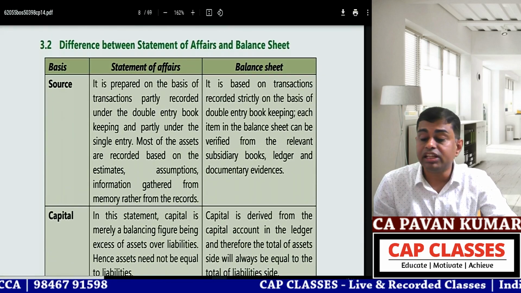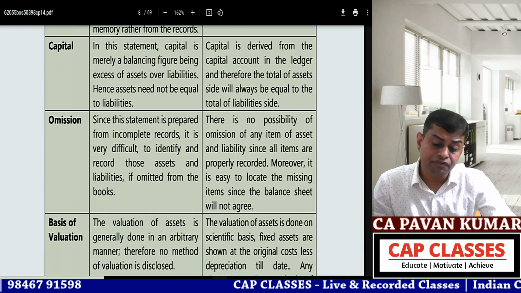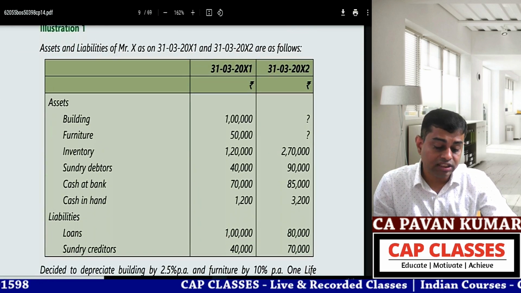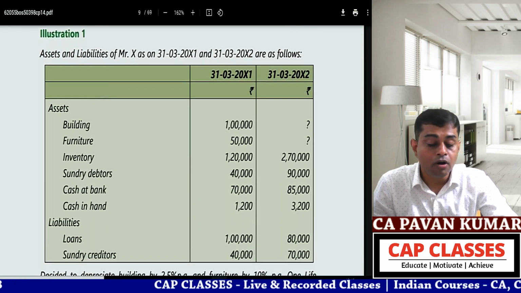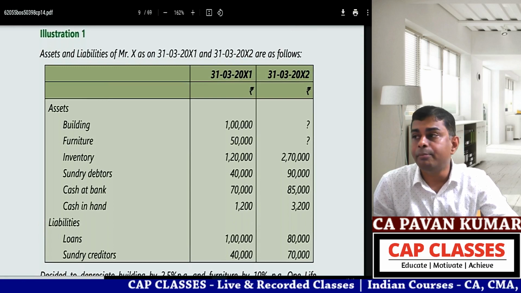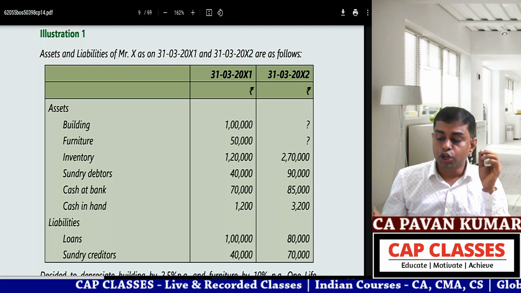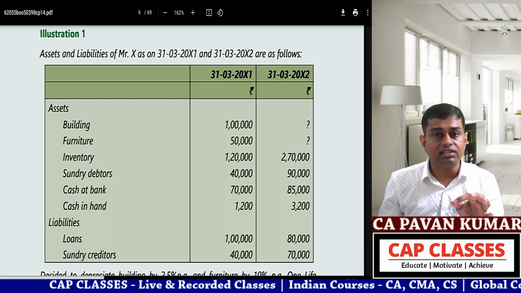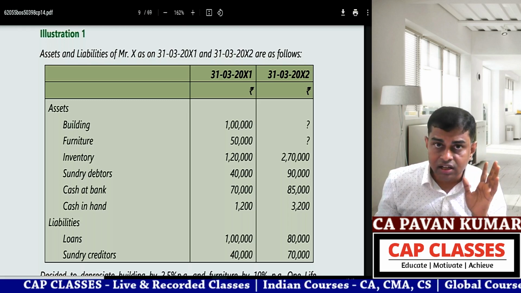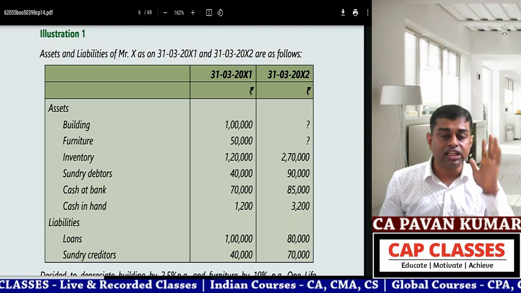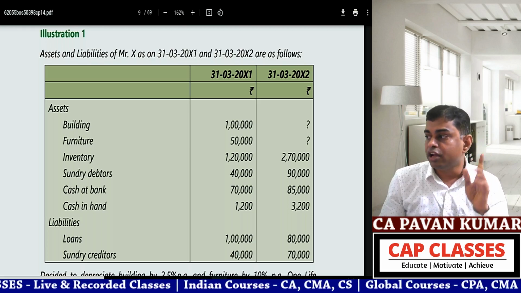So they have given the difference between statement of affairs and balance sheet, which already I have explained. Already clearly I have explained what is the difference. Now we will do problem number 1. So before we go and solve the problems, you tell me, as far as theory is concerned, are you thorough with theory? Shall we do the problems? Are we ready? If you have any doubts, please ask me before we go to the problems.